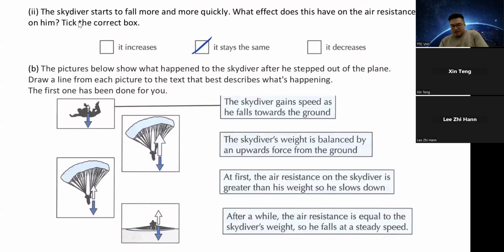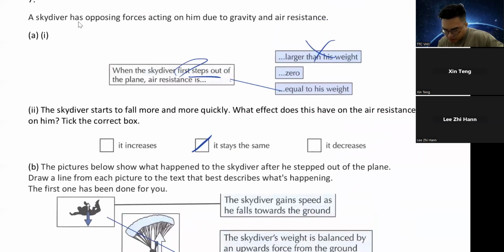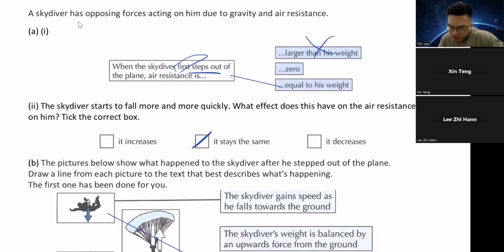Okay, next B. This is a skydiver after he steps out of the plane. Draw a line to describe what's happening. Okay, this skydiver gains speed as he falls towards the ground. These two pictures look the same though. Okay, at first, air resistance on the skydiver is greater than the weight, so it slows down. Wait, I think this is greater than, I think. Okay, this might make no sense, guys.